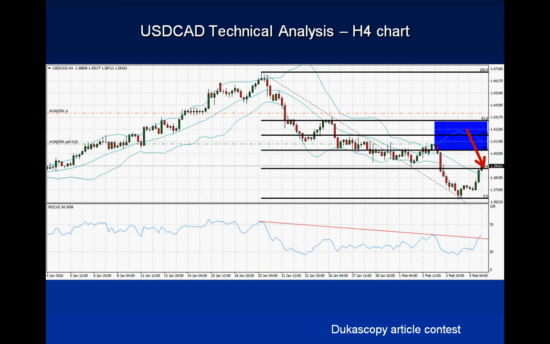I want to wait, and similar to Kiwi dollar, I want some good level for selling, and I think the oil market is very connected to US dollar CAD, and if we see that the oil market is going better and better, then we can see more bearish tone for US dollar CAD.